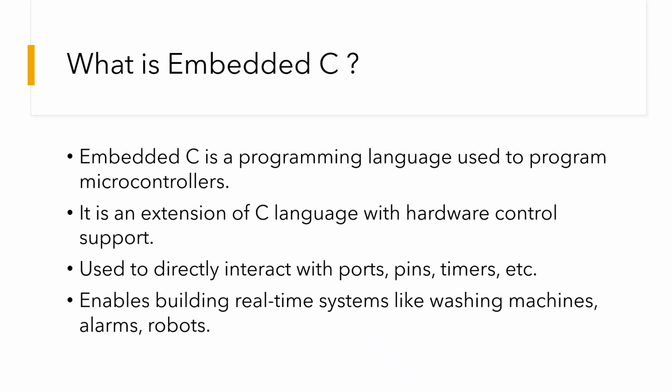Coming to what is embedded C, or what is an embedded system? Let's understand. Embedded C is a programming language used to program microcontrollers. It is an extension of C language with hardware control support. It is used to directly interact with ports, pins, timers, etc., which enables building real-time systems like washing machines, alarms, robots, etc.